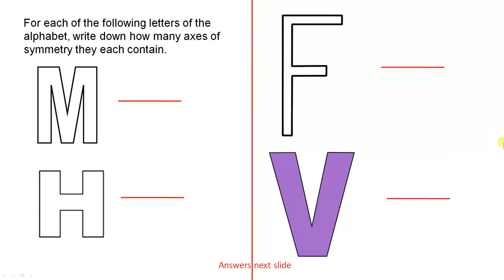For each of the following letters of the alphabet, write down how many axes of symmetry they each contain. So you have 4 letters there. My suggestion is just draw the axes of symmetry and then tell us how many there are. So you can pause this slide now if you wish to answer the questions. And I have the answers on the next slide and we'll see that now.